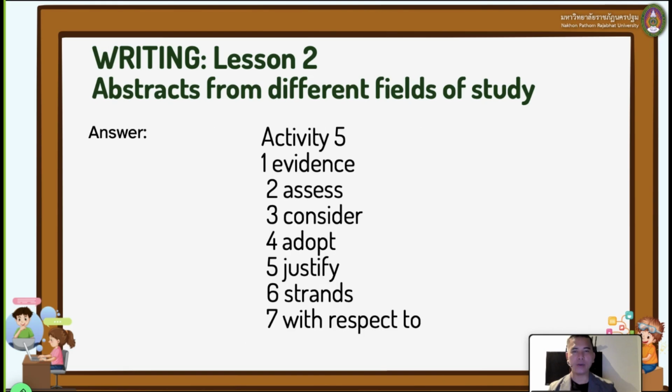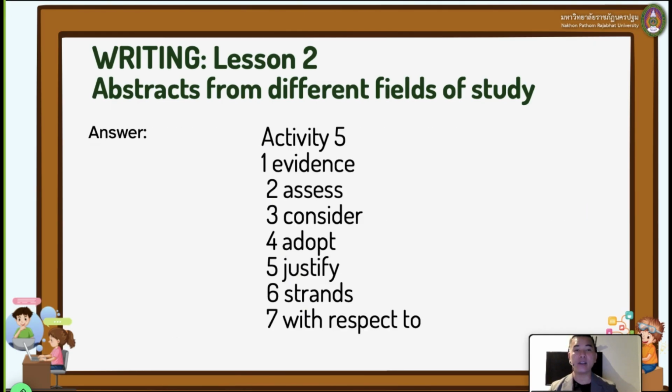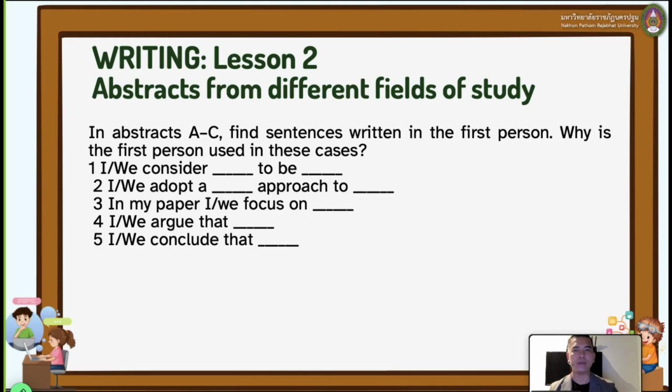Let's continue. Use the words from activity 4 to complete the gaps. Okay, that's number 1 and 2, 7. These are the answers. Evidence, assess for number 2. 3, consider, adopt, justify, trans, and with respect to.